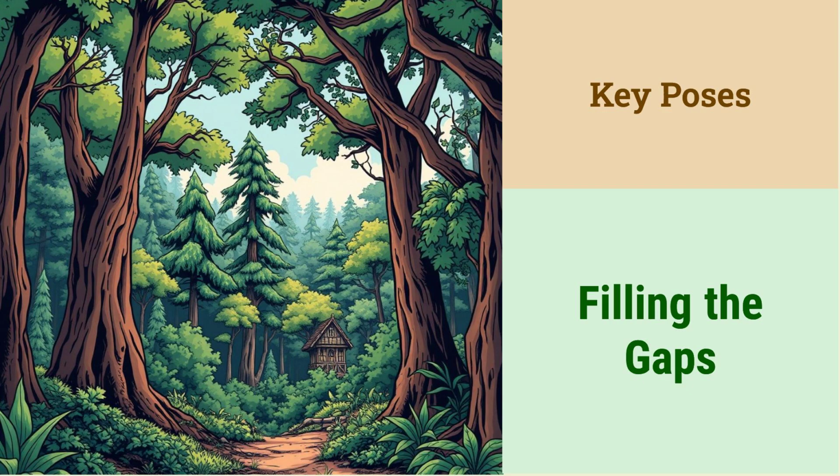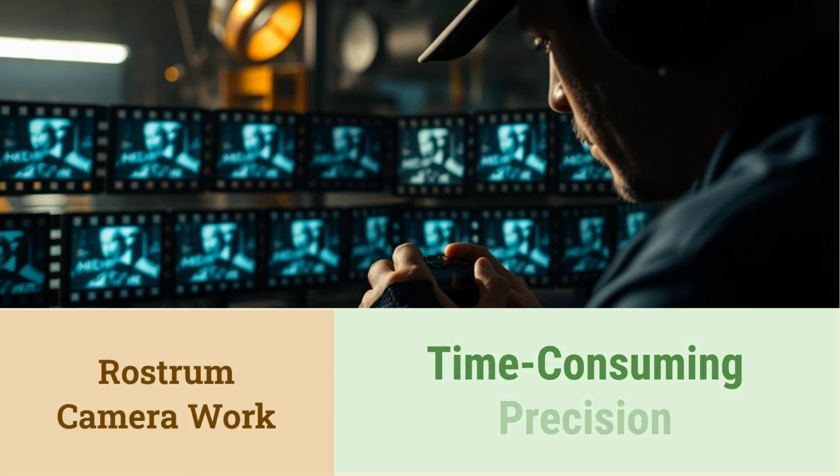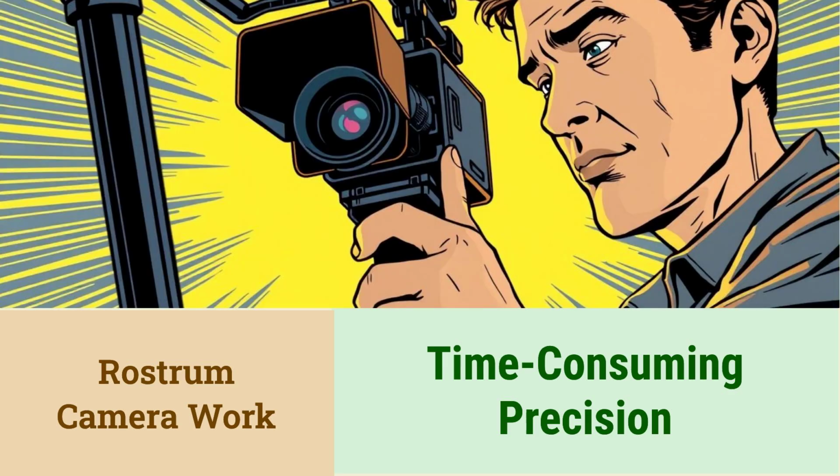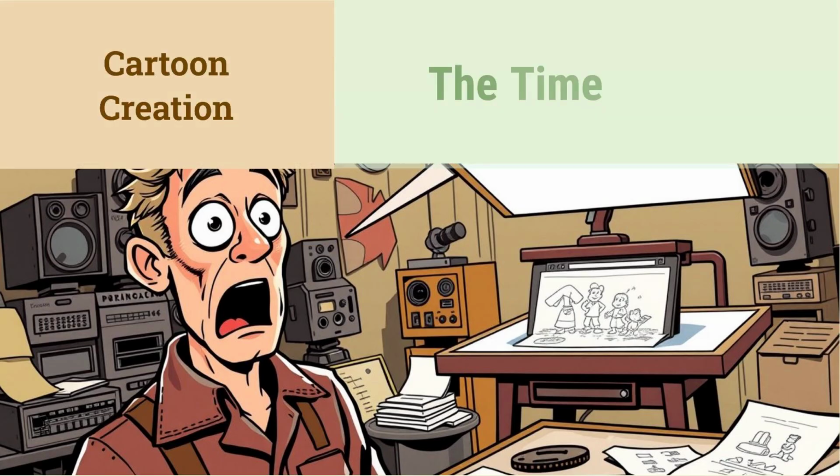Backgrounds were often static, hand-painted scenes that added depth to the action. Finally, the frames were photographed one by one onto film. This process, known as rostrum camera work, was incredibly time-consuming and required immense precision. Just how long did it take to bring these early cartoons to life?